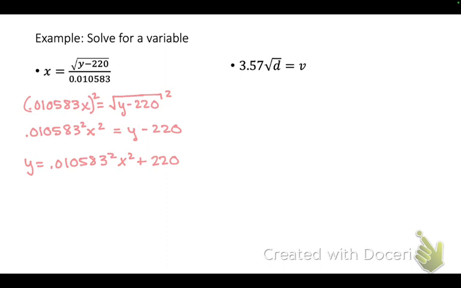Okay, so what am I going to do on this one? We're solving for not v, but what? D. What are we going to do first? Yeah, 3.57. Not minus, divide. Because that's 3.57 times the square root of d. So the square root of d equals v over 3.57. Then what? You're spacing. Squaring. So square both. So d equals v squared over 3.57 squared.